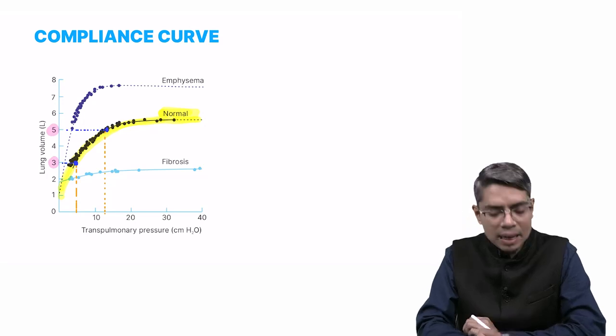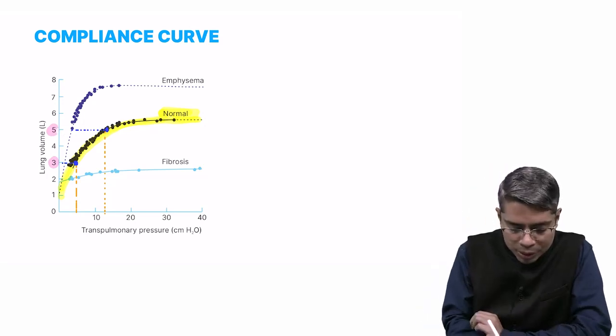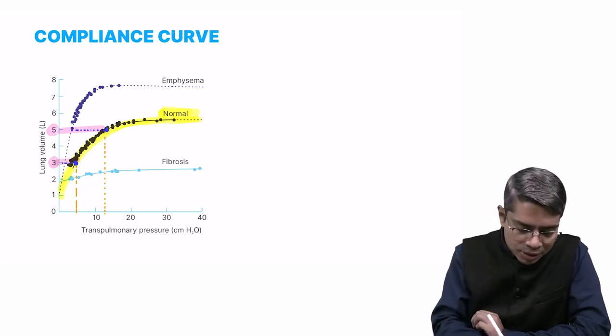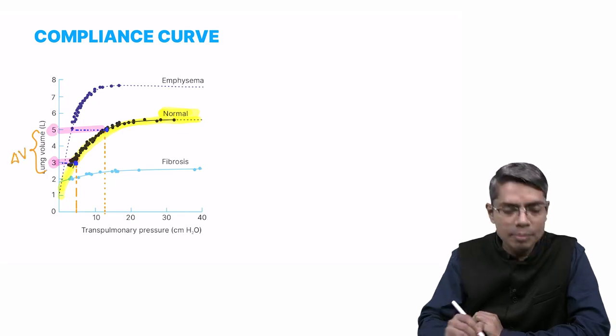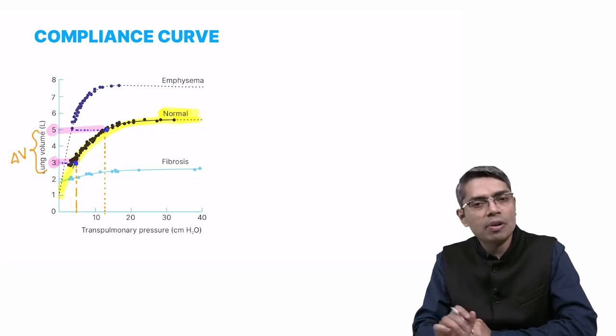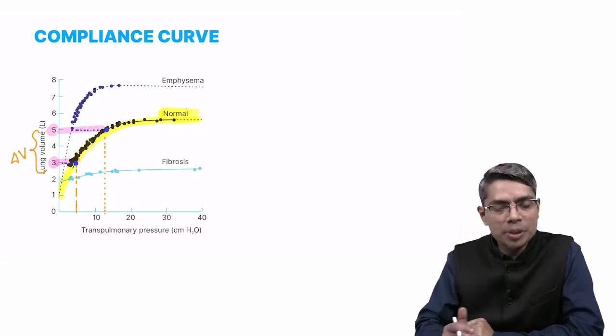From these two points I have made two perpendiculars, from this 5 liter and 3 liter. So the difference between this 5 liter and 3 liter is nothing but my delta V, the volume change, and this volume change has happened because of pressure change.